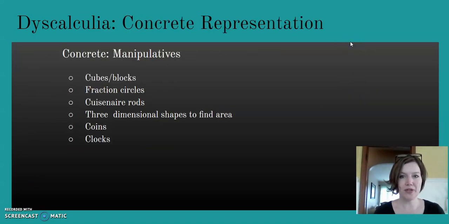So what about the components of the UDL lesson? Well, the first one is representation. And again, these students have a hard time visualizing quantity and understanding quantity. So they're going to need to be able to feel, see, touch math. They're going to need lots of manipulatives. So I just gave a list of things that we already use in our classrooms, probably, like cubes and blocks and fraction circles, Cuisenaire rods, three-dimensional shapes like to find area, coins and clocks.